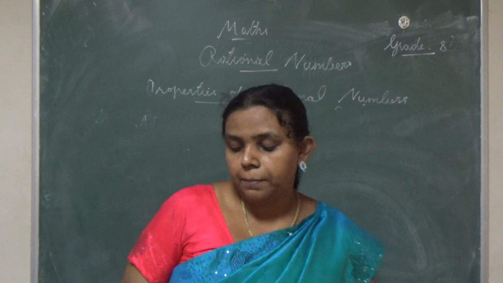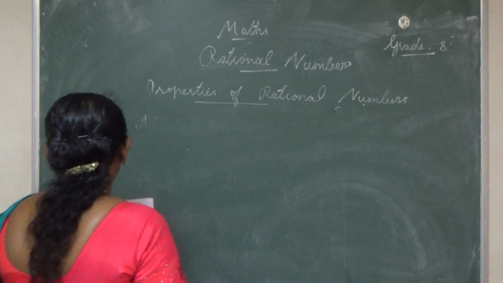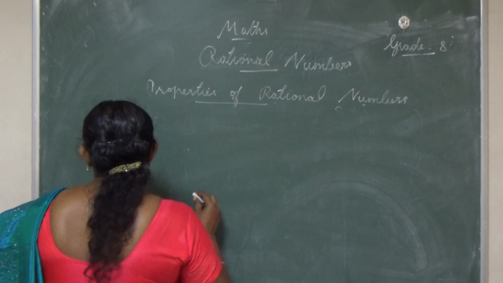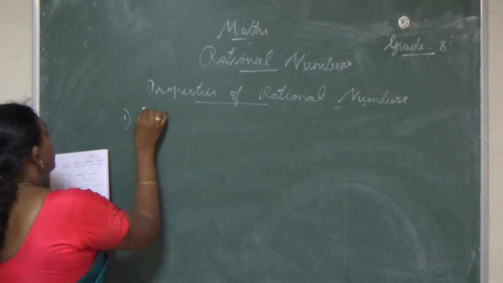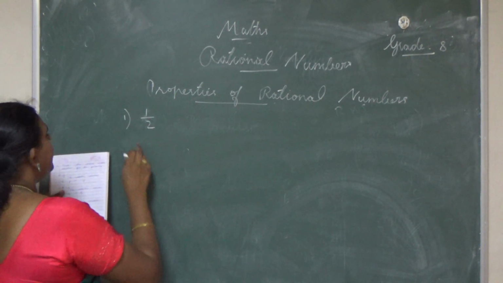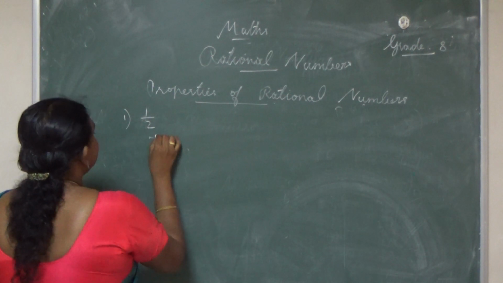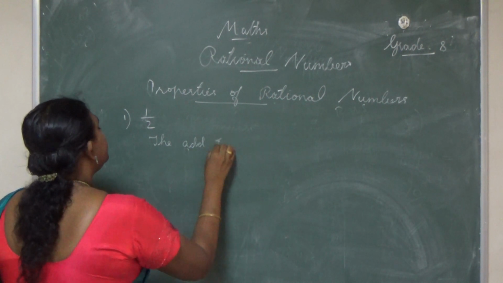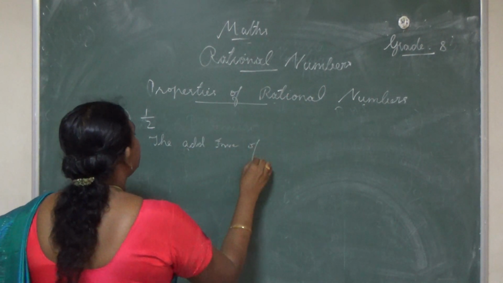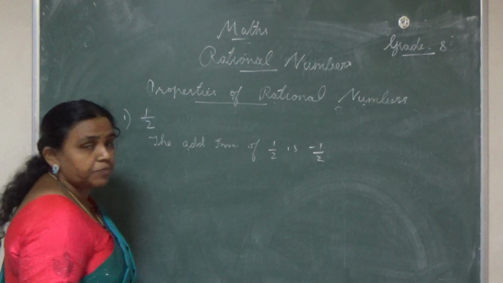So we are going to do some problems. Find the additive inverse under addition for the following. That is example 1 in your book. So what is the additive inverse of 1 by 2? What is the additive inverse of 1 by 2? The additive inverse of 1 by 2 is minus 1 by 2.